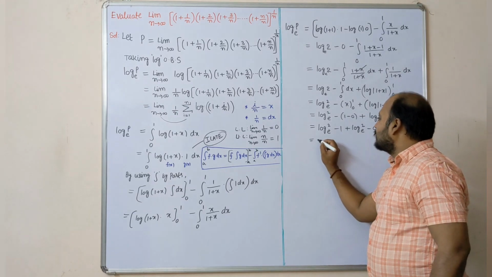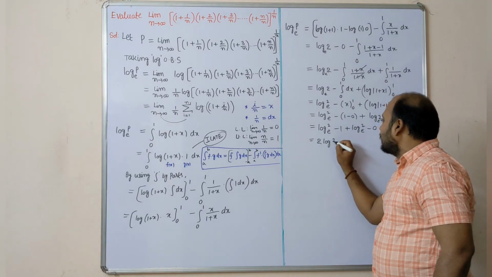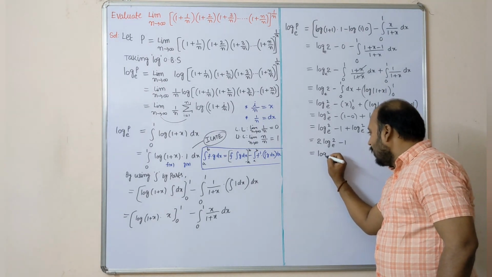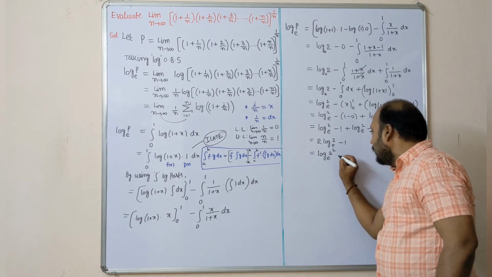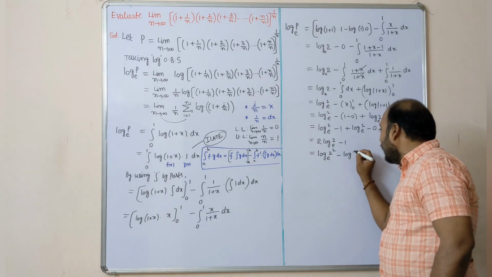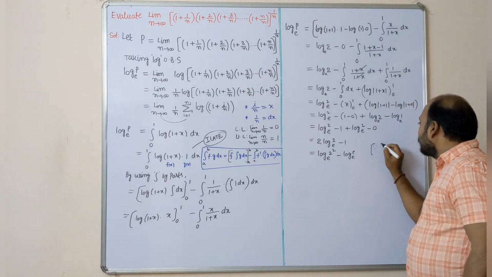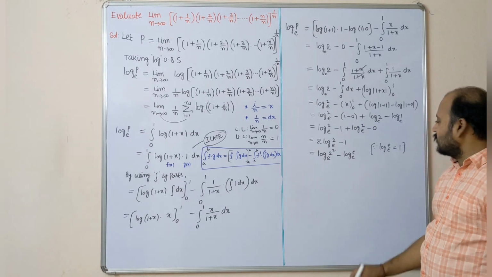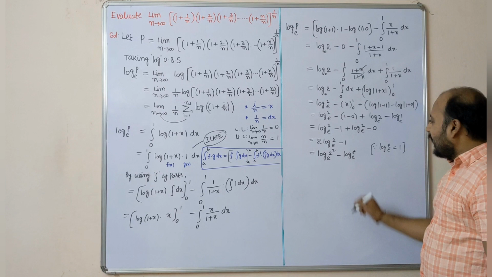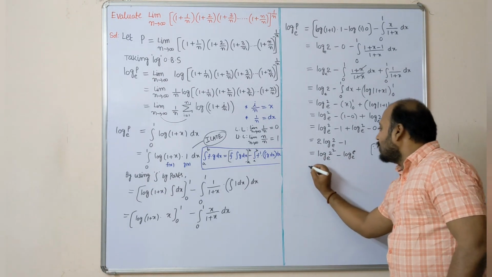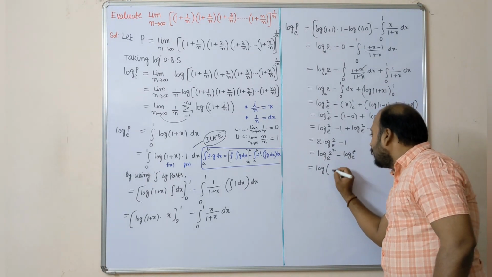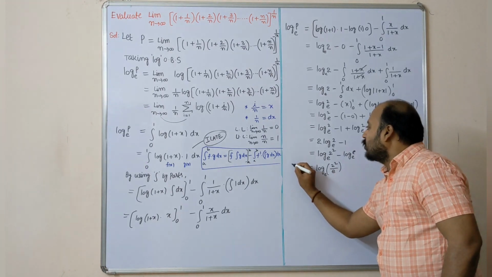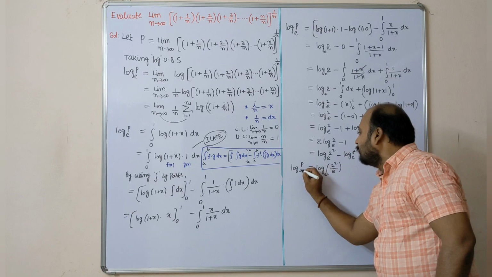Write it: log 2 to the base e twice, 2 times log 2 to the base e minus 1. That also is like the previous problem. Log 2 squared to the base e minus 1 can be written as log e to the base e. Log of the same base value is always equal to 1. So that I am writing. Again the log a minus log b formula I am going to apply: log of 2 squared divided by e to the base e. That is equal to log p to the base e.